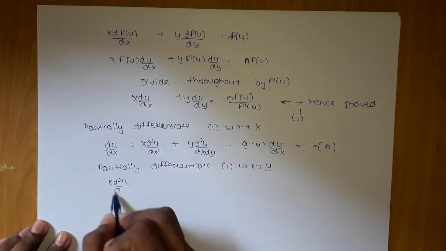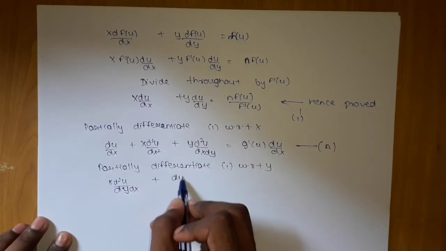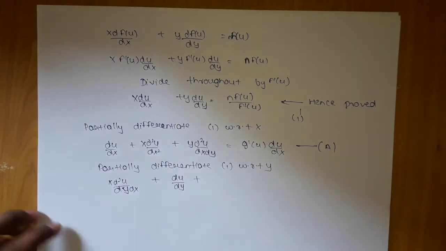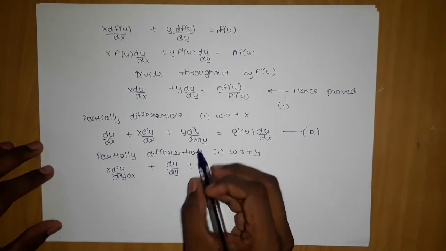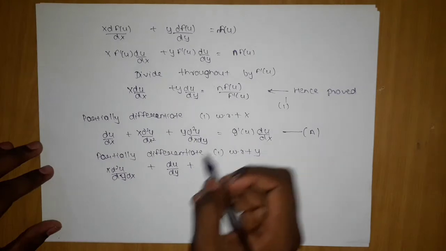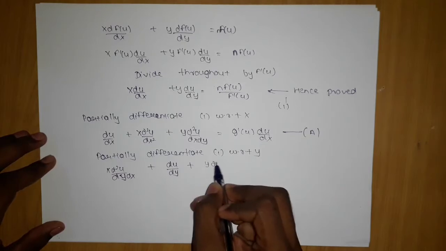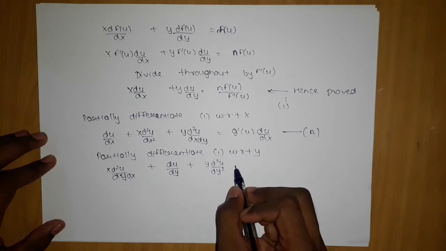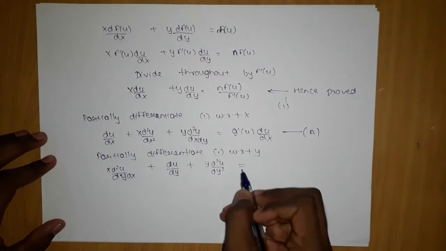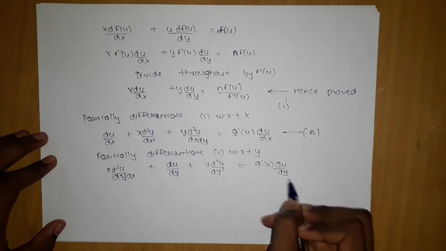x ∂²u/∂x∂y. Here it will be ∂u/∂y firstly, so we are getting ∂u/∂y, and if I partially differentiate this one, what will we get? Here it will be something like y ∂²u/∂y², right? Further on, what we are going to get here is equal to again g'(u) into ∂u/∂y, right?